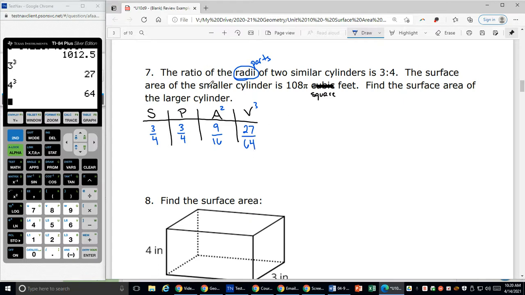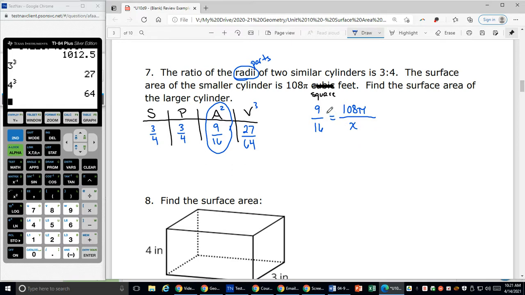Okay, the surface area of the smaller cylinder is 108 pi square feet. Find the surface area of the larger cylinder. So we are trying to find surface area, which means we're going to use 9 to 16. The smaller cylinder has a surface area of 108 pi. If I look at my 9 and my 16, it's clear to me that the smaller radius was on top. So my small cylinder goes on top, and I'm trying to find the surface area of the larger cylinder. 16 is bigger than 9, so my larger is on the bottom.